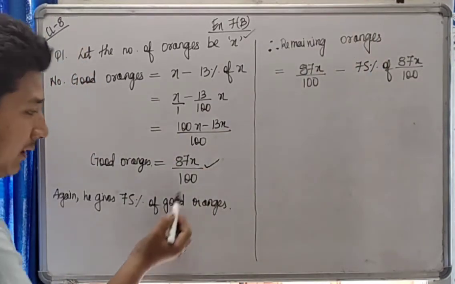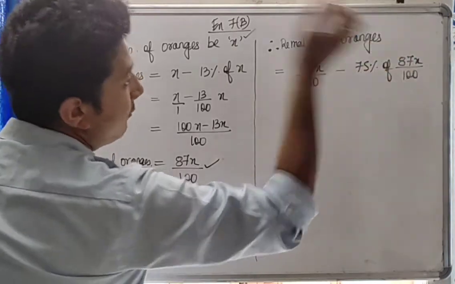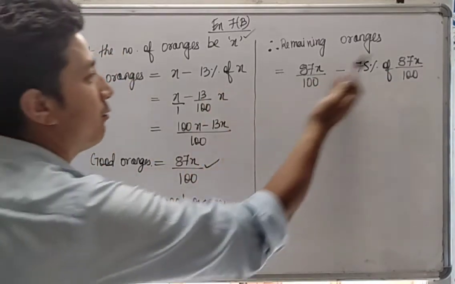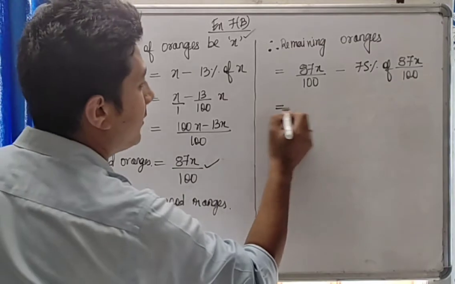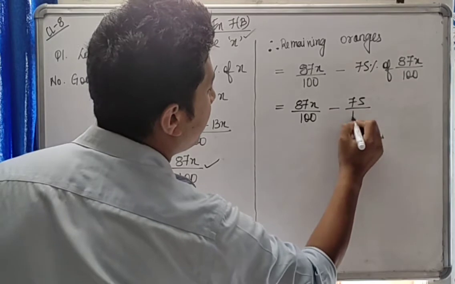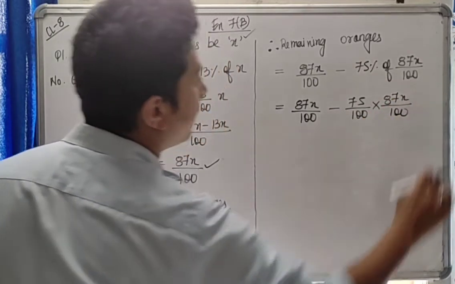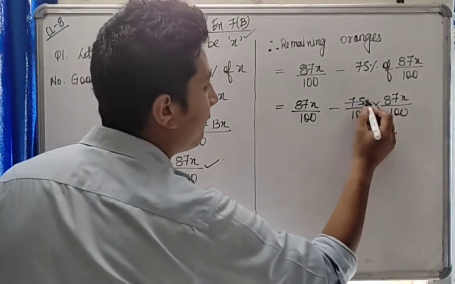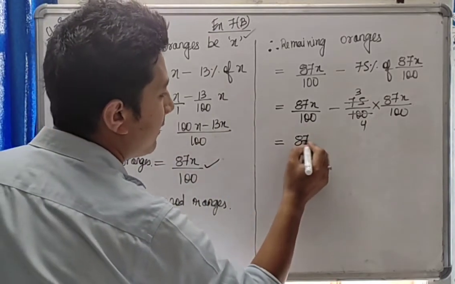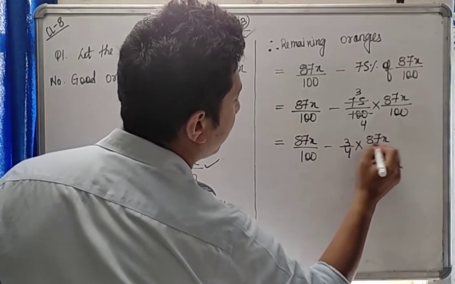The remaining oranges will be 87x by 100 minus 75% of this, because 75% of this we are giving to charity. So it is 87x by 100 minus 75 by 100 into 87x by 100. I hope you are clear with this. Let's cancel it with 25: 25 3s are 75, 25 4s are 100. So I am getting 87x by 100 minus 3 by 4 into 87x by 100.